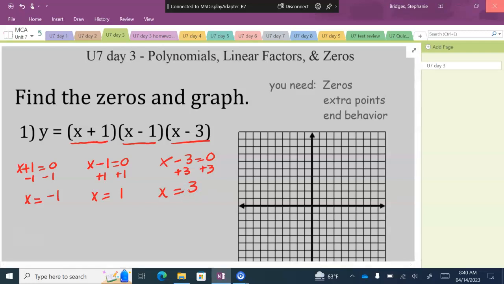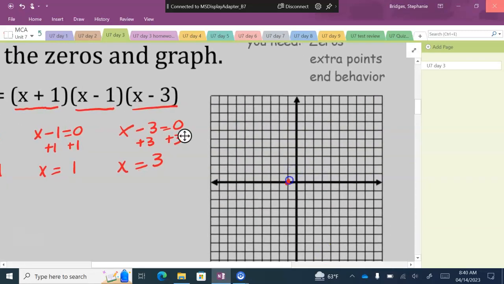So once I find my zeros, that's the very first thing we want to do, is we want to then put a point at each one of those values on our x-axis. So I need to put a point at -1 on my x-axis. I need to put a point at +1 on my x-axis, and I need to put a point at +3 on my x-axis. So again, -1, +1, and +3. So that's the very first thing you want to do: find your zeros, set each one of those factors equal to 0, solve for x, and then put a dot at each one of those values on your graph.